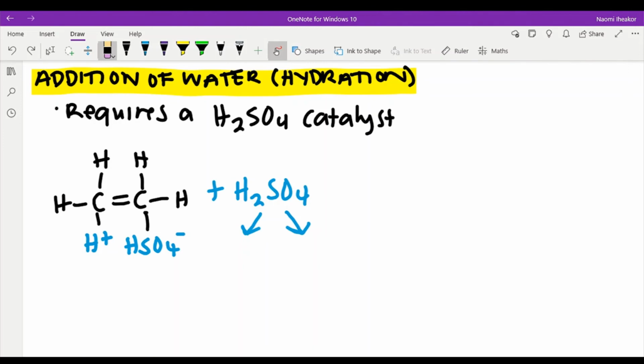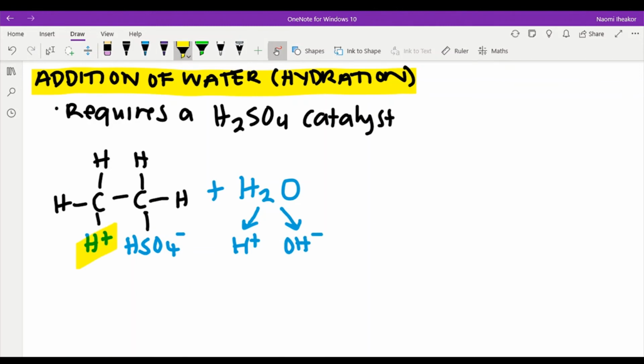And so remember, in order to facilitate the addition of anything, we need to remove this double bond here. So now that that's done, remember our main goal is to have the addition of water. So our water is now going to come along and split into its ions via hydrolysis. So it's going to split into a H plus ion and into an OH minus ion. And it's going to replace the ions that came from the sulfuric acid. So it's going to replace them.